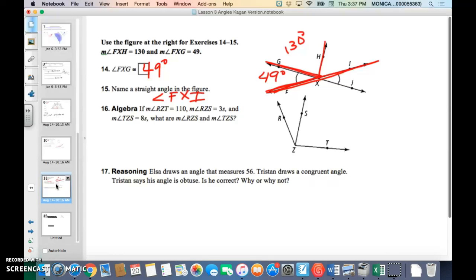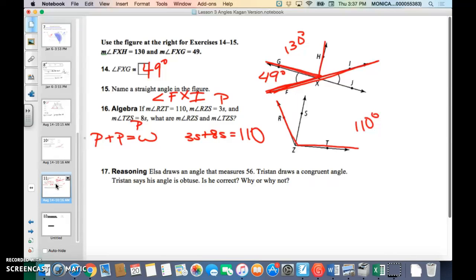Number 10, you're going to use the picture. Big point, RZT is 110 degrees, so that's your whole. It's 110 degrees. RZS, that's a part, and TZS, that's a part, and you want to figure out what they are. So first we have to figure out what S is, so we know that part plus part equals whole. So it's going to be 3S plus 8S equals 110. You can figure out what S is and then plug it in from there.